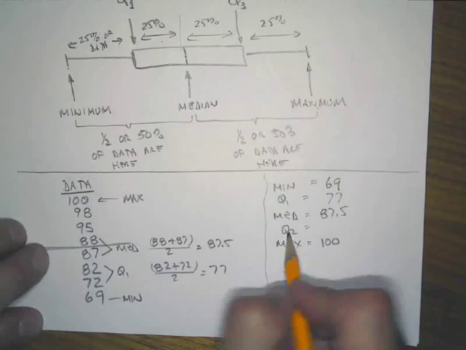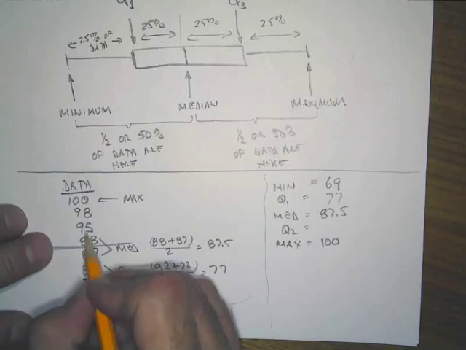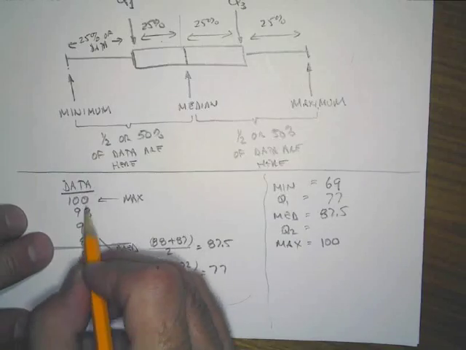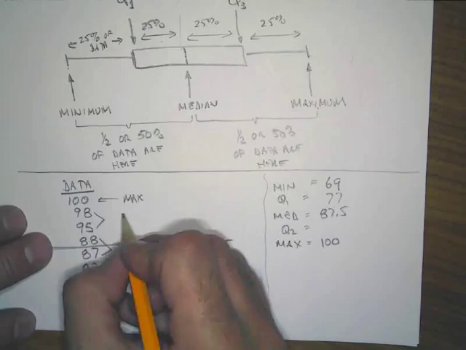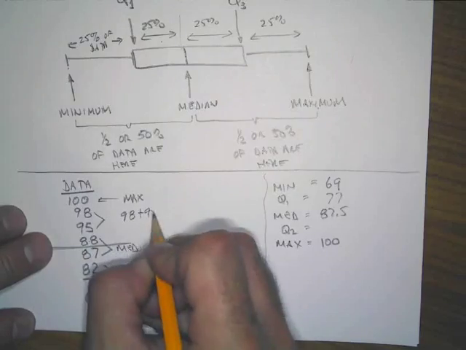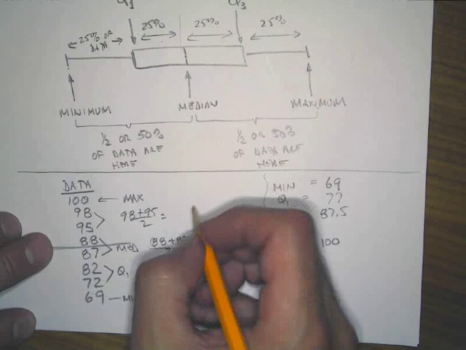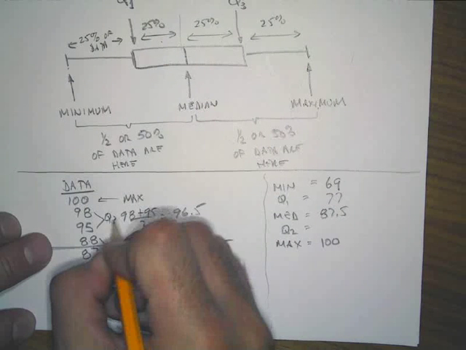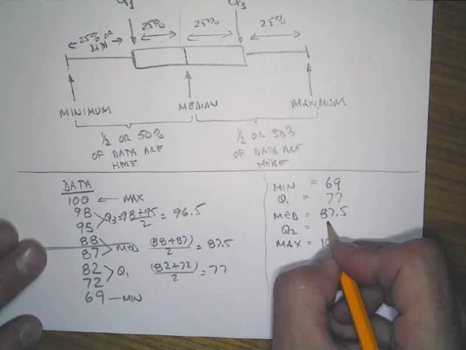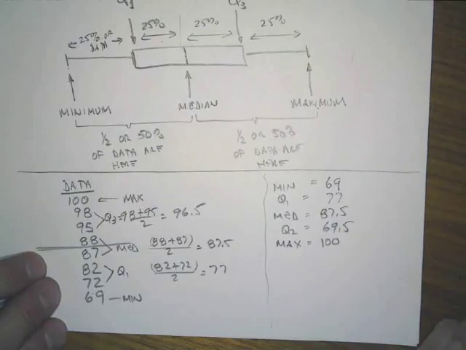Q3 is the median of the upper half, 1, 2, 3, 4. There's 4 data values in the upper half. So we find the middle 2, add them together, and divide by 2. And that comes out 96.5 for Q3. Okay, there's the 5-number summary.